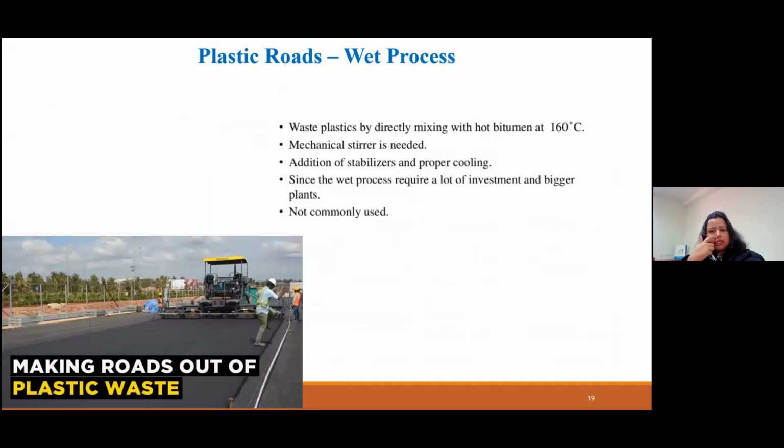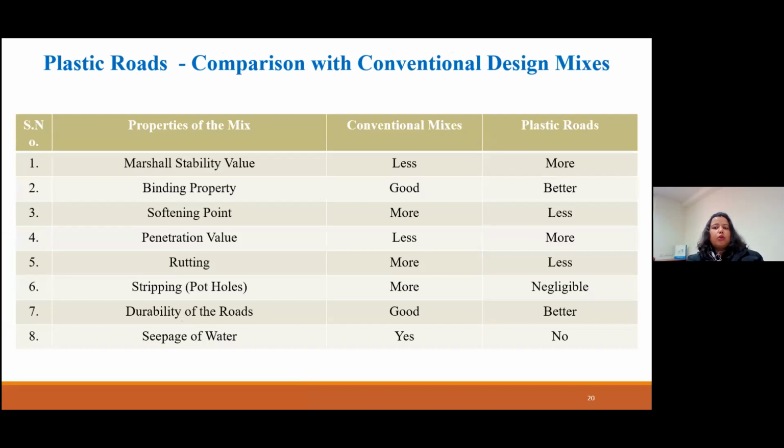In the wet process, as I've already told, you need a mechanical stirrer because the powder is involved, and for consistency of the texture you need stabilizers, which adds to the cost. You again need stabilizers to make sure it is cooling down properly, because the major problem is viscosity. It will be at a very high viscosity when you try to mix it, and you have to make sure that the mix is consistent. So it requires investments, and that is why we don't use this as an economic alternative for sustainable plastic road construction.